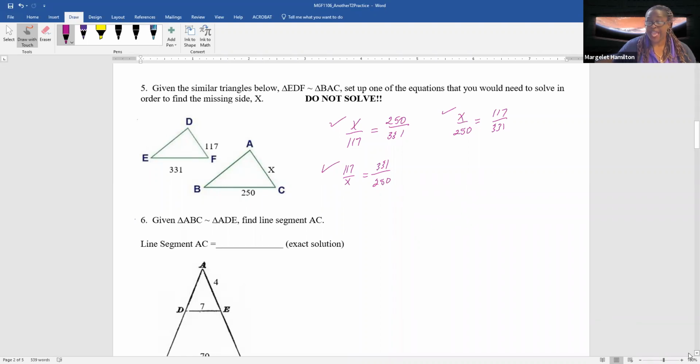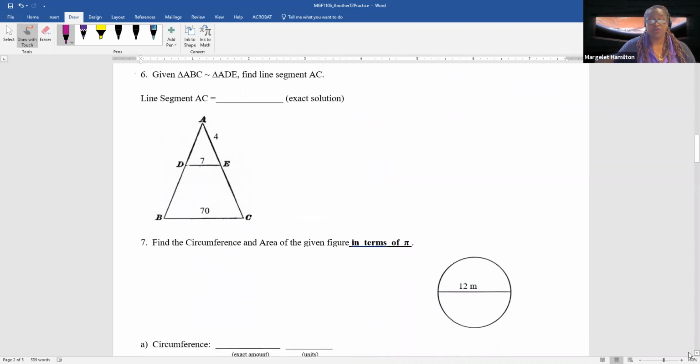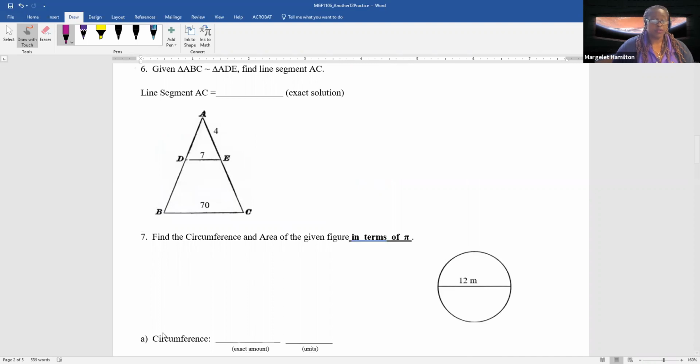Now, let's put it in action. Number 6. Let's do it for real now. There's your problem.